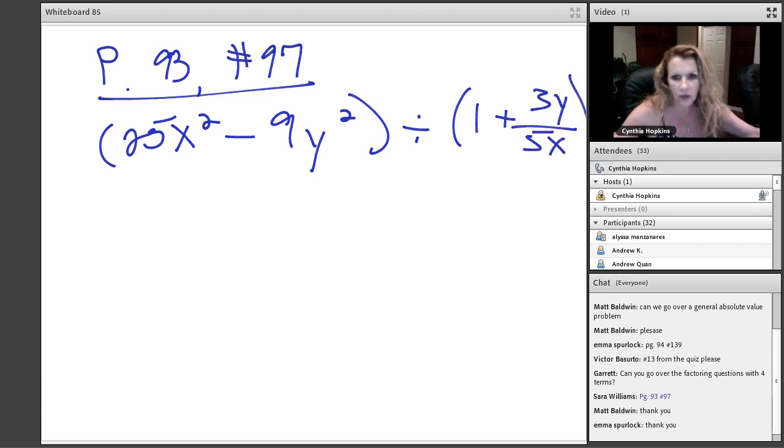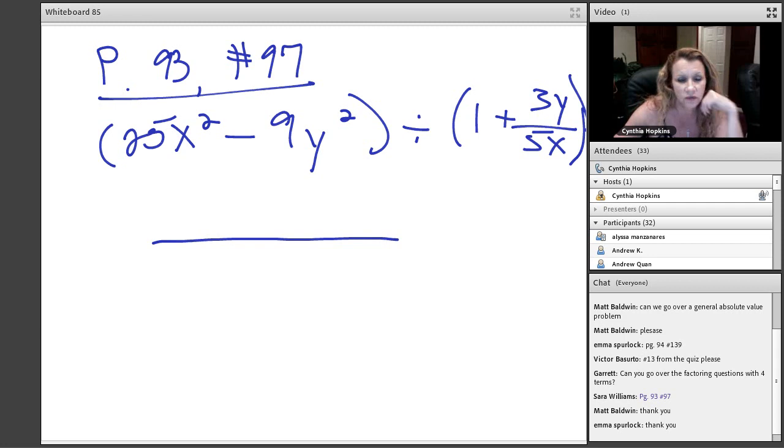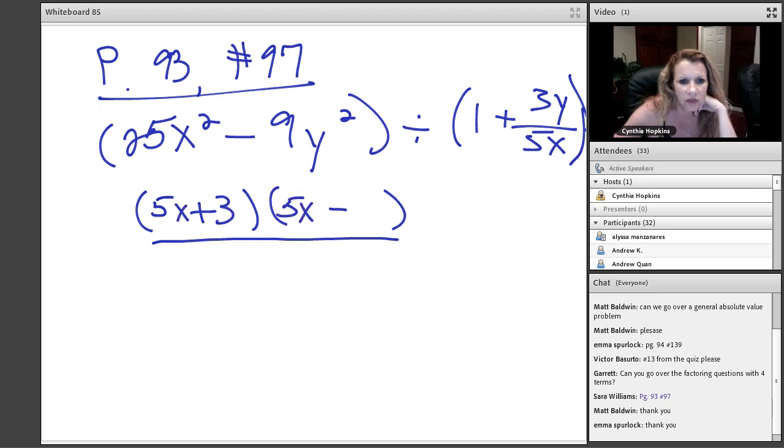Okay, so there are a few ways you can go about simplifying this. I'm going to write this as a fraction. That's what this division sign means in between, it's the same as a fraction sign that means divided by. So first I'm going to factor this first quantity. So I have the difference of two perfect squares. That means it's going to factor into the sum and the difference of their square roots. So I get 5x and I get 3y. And so it's 5x plus 3y, 5x minus 3y.